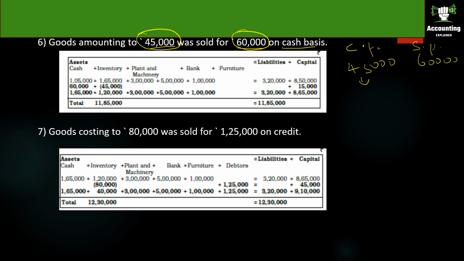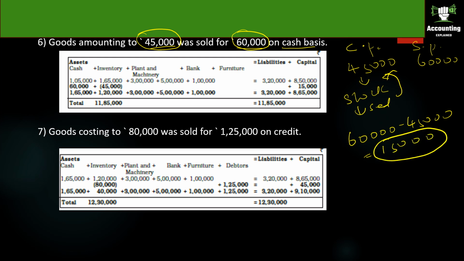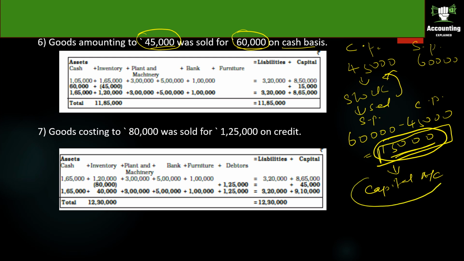So your stock has to be decreased by this cost price. Okay. And how much profit we are going to make? 60,000 minus 45,000. 15,000 is the profit which we are going to make from this transaction, right? Because this is your selling price and this is your cost price. This 15,000 has to go to the capital account because this is the owner's money and this profit has to be enjoyed only by the owner. So it has to be added back to the capital account.